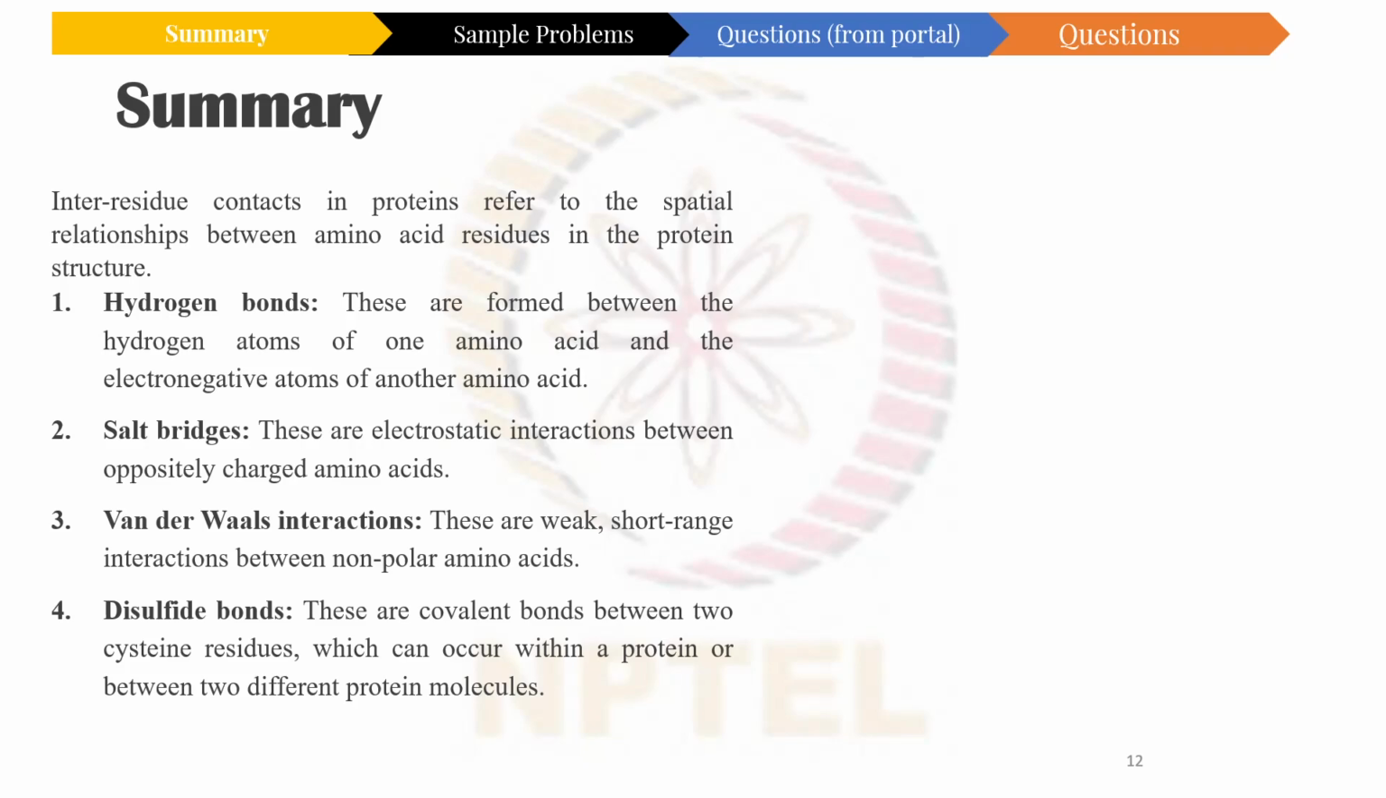Next is the disulfide bonds. So disulfide bonds are the covalent bonds between two cysteine residues, which can occur within a protein or between two different protein molecules.